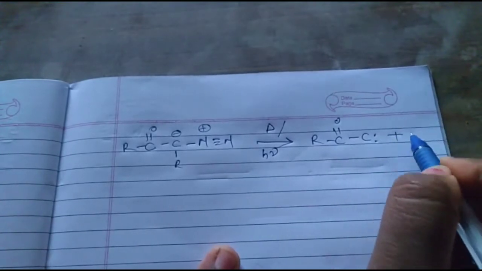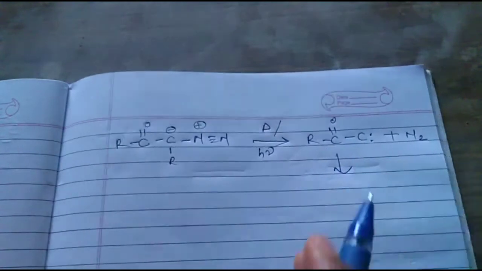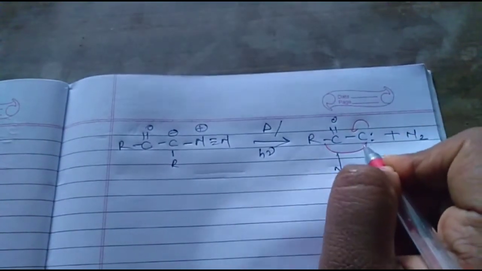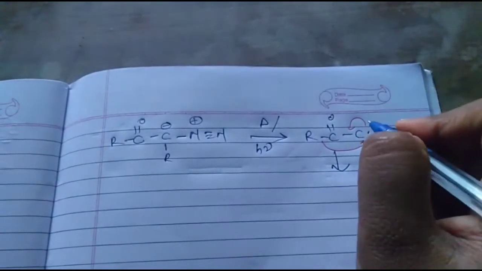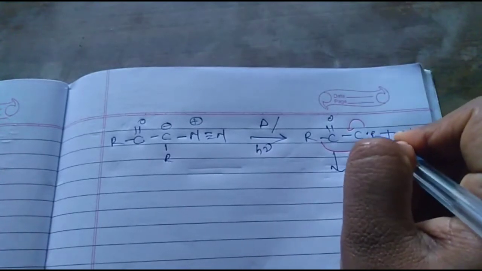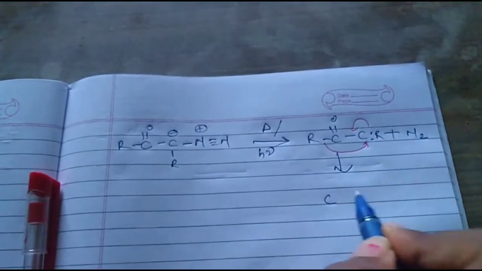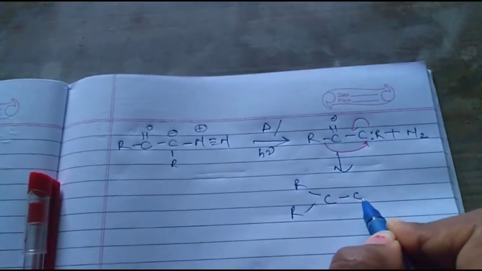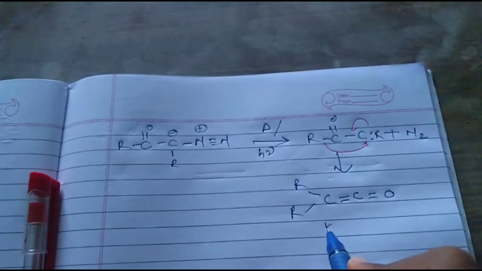Then by removing N2, this gets converted to what? On rearrangement, this R group is shifted to here, and here this also has an R group. Then there is a formation of this type of ketene, R R C double bond C double bond O. Then let me learn the uses of this ketene.